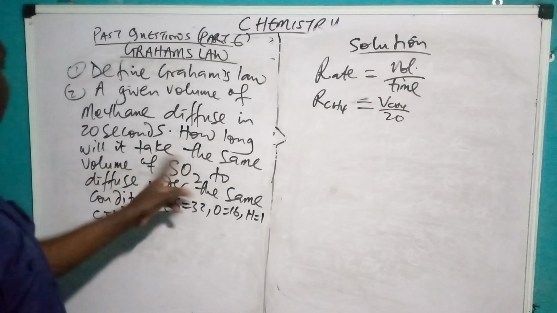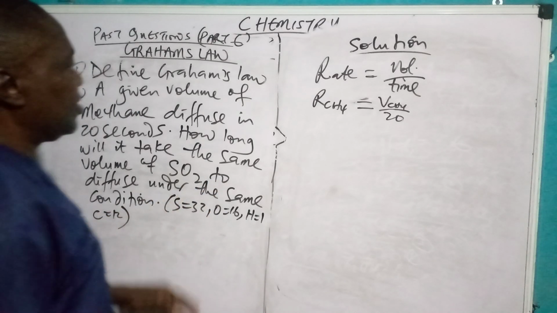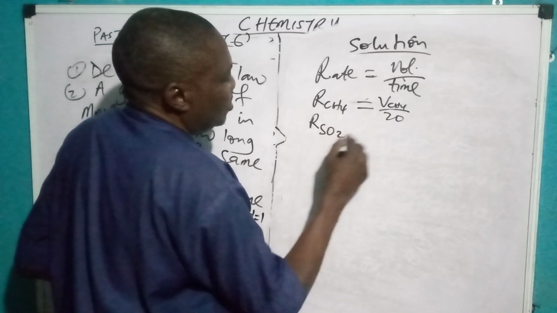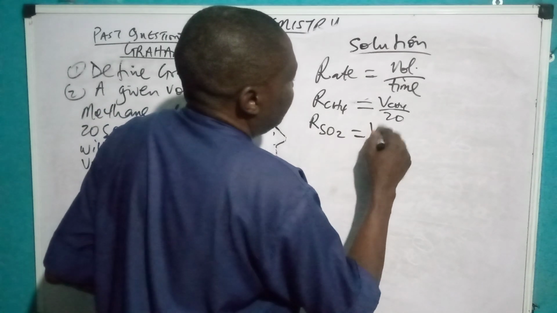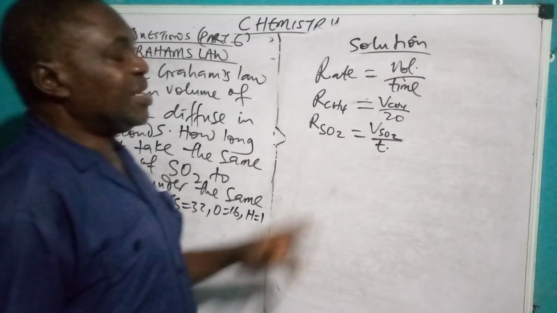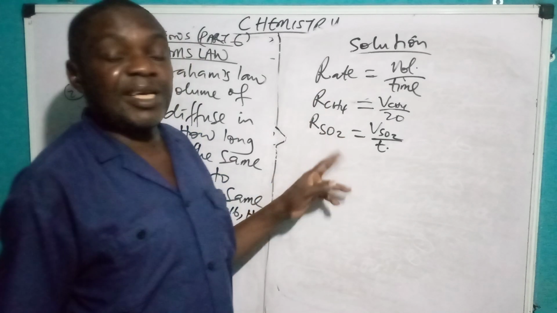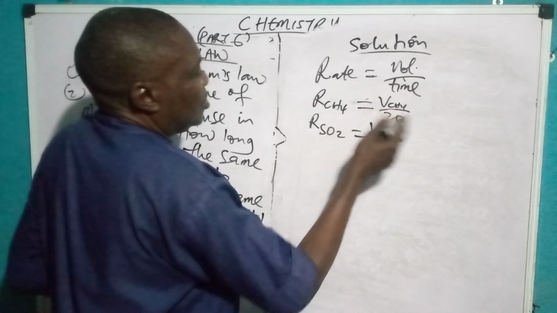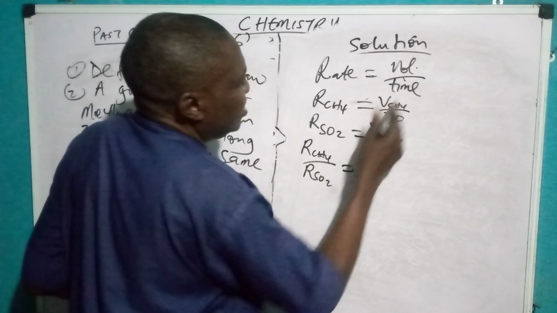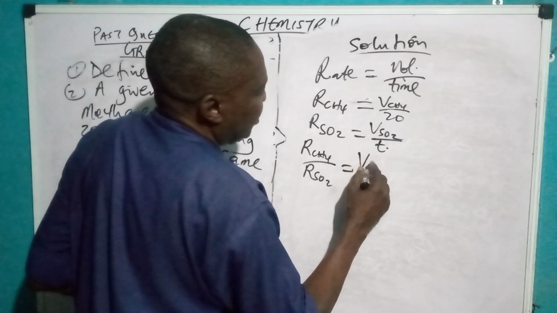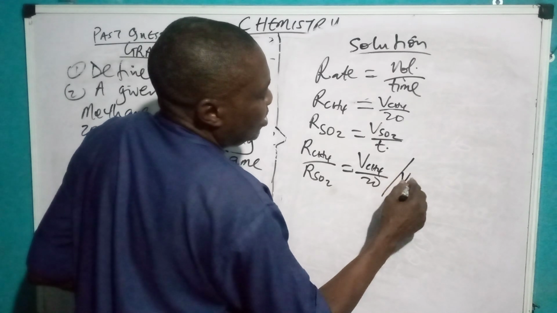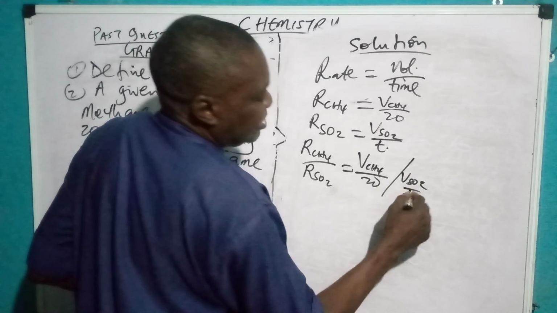How long will it take the same volume of sulfur oxide to diffuse under the same condition? Let's also say rate SO2 equals V SO2 over time. Remember the formula for methane CH4, what that of sulfur oxide is SO2. So we can say rate CH4 over rate SO2 equals, putting the two together, volume of methane CH4 over 20, everything over volume SO2 over time. They didn't give us the time here.